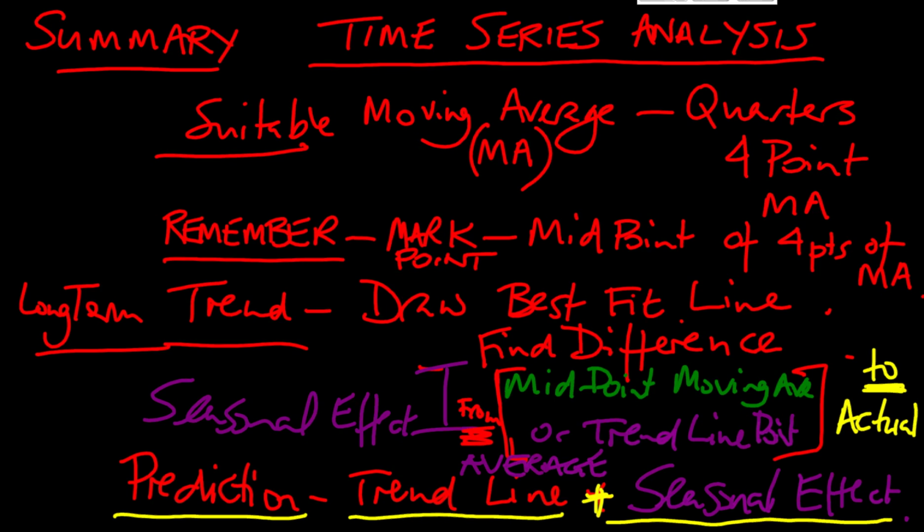Then you need to work out your seasonal effect, and we had 3 ways of doing it, but all of them basically come down to finding the difference between either the moving average or the trend line and the actual point for that quarter, and it'll change for every quarter, so it can be quarter one or quarter two, etc. You can either do it graphically or with a calculator. And finally, when they ask you for an estimate or prediction, you've got your trend line point, that's telling you what your long-term trend is, and then you've got to add your seasonal effect. If you go through that process, you will get all the marks for that.